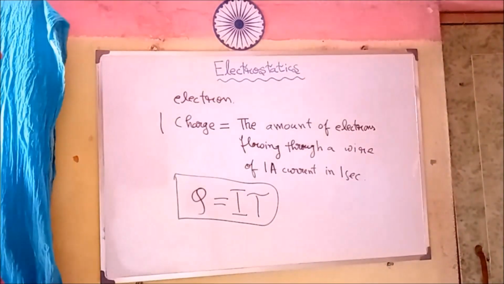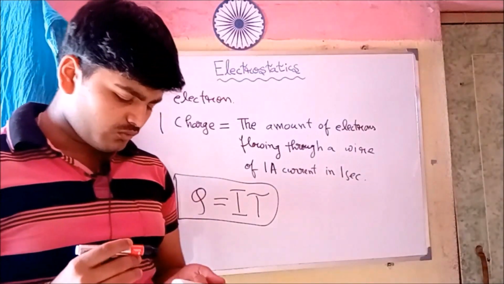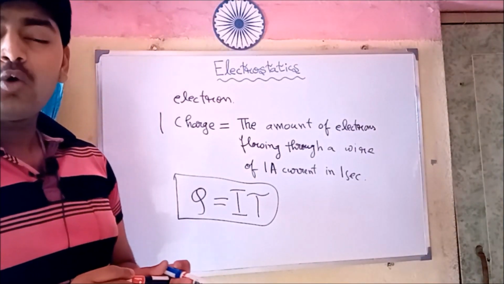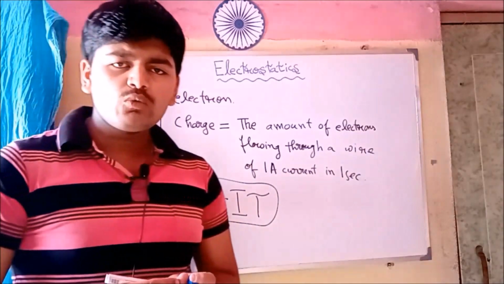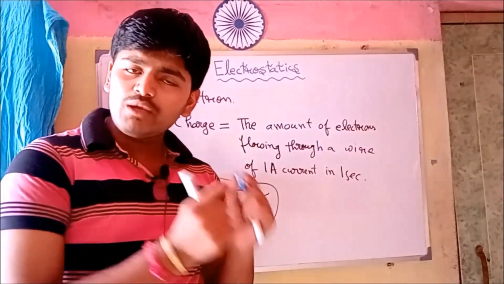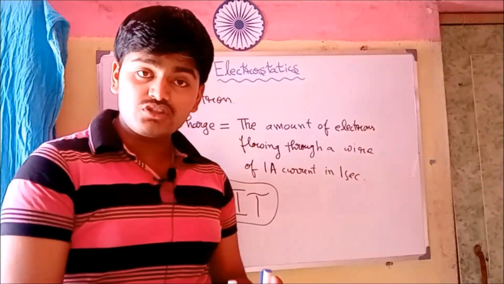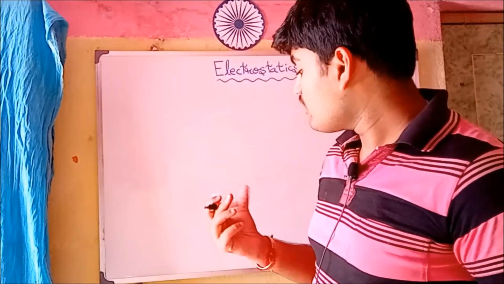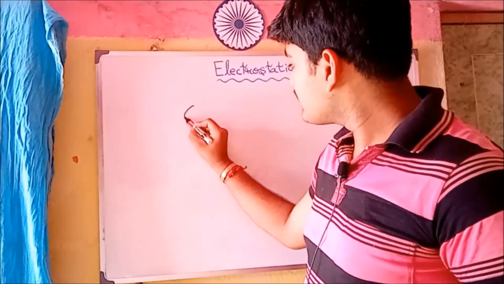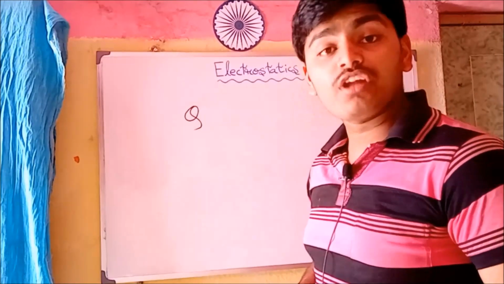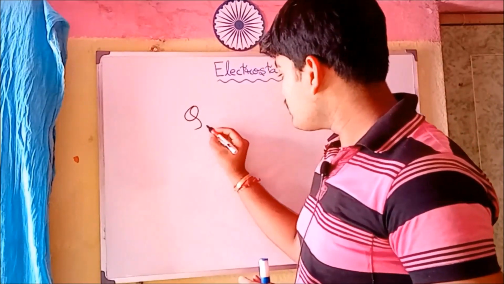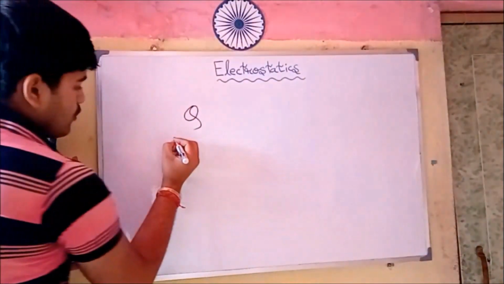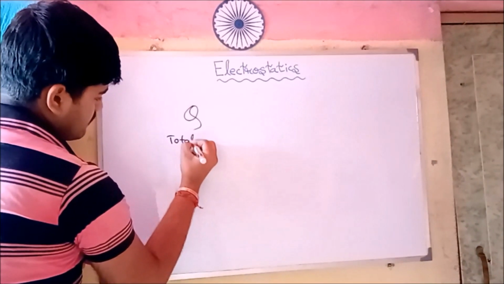Now, for the term quantization of charge, what does the word quantization mean? Quantization means anything which is comprised of fundamental particles and which composes a big amount. So, quantization of charge refers to Q, the charge on any body, that is the total charge. Q means total charge.